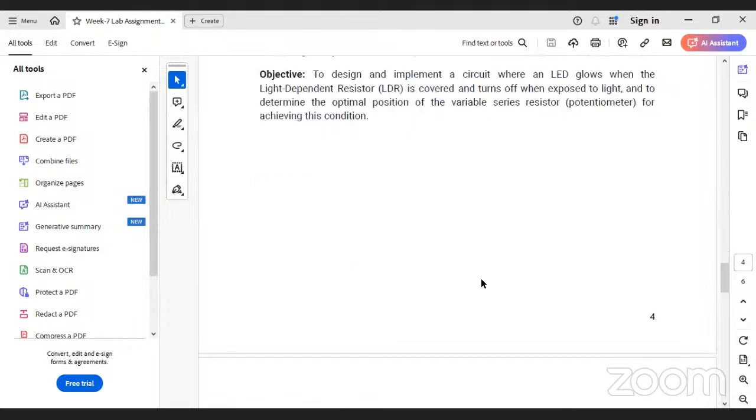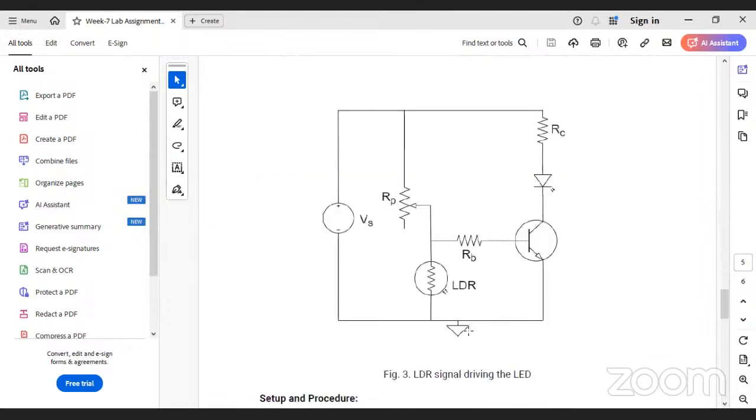Next, for part 4, you have to refer to figure 3, the LDR signal driving the LED. It is as simple as the previous one.